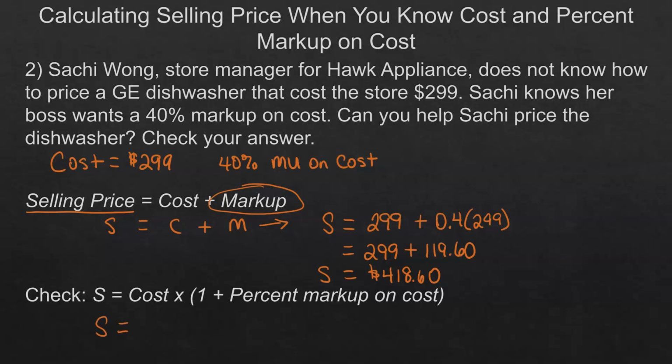Now we can check that because we can also go with this. The cost times, the cost is $2.99, times 1 plus the percent markup, so that is going to be 1 plus 0.4, so 1.4. So if we multiply it by 1.4, which is 140%, we're going to get that same answer. Because notice here, this is 100%, this is the 40%. So you can see that it's 140% of the cost gives us the selling price. When we check it, we're going to get the same thing, $418.60.